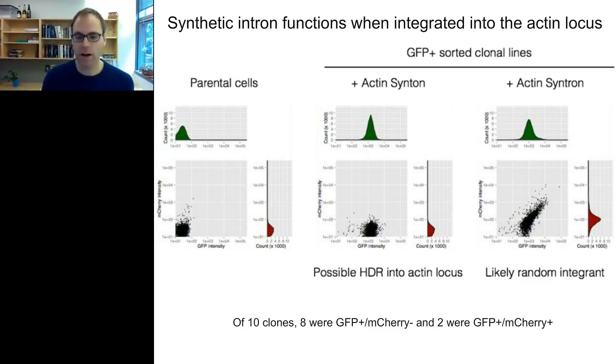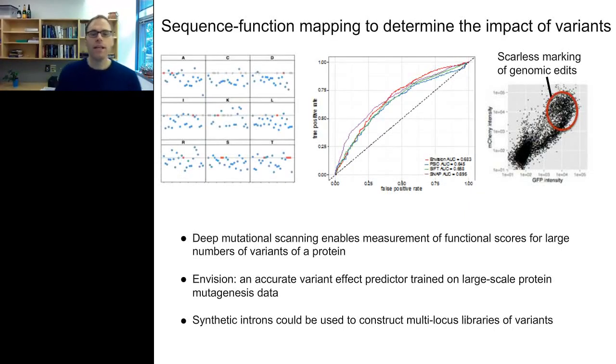So that's the synthetic intron project. And really, that's what I wanted to say today. I hope I've convinced you that there are a number of interesting methods that can be used to try to make connections between the sequence of a protein and its function. I also showed you a little bit of data about how sequence-function maps can be useful in interpreting variation we find in human genomes.